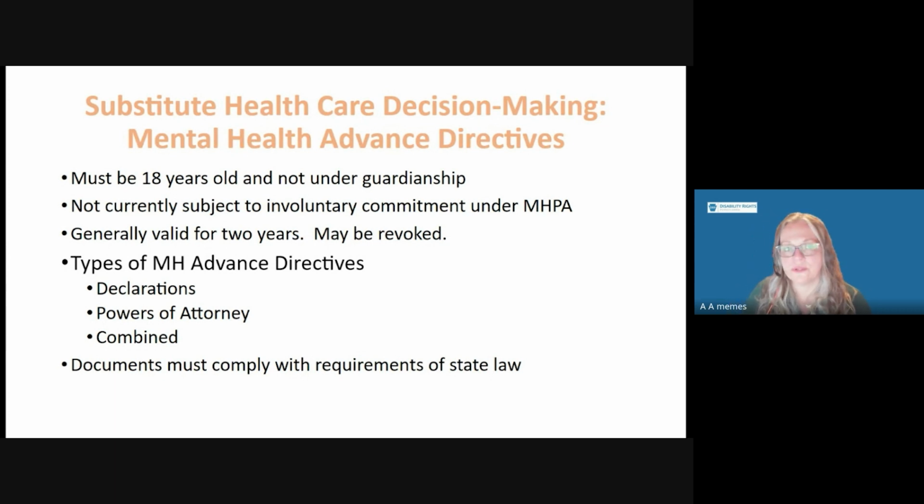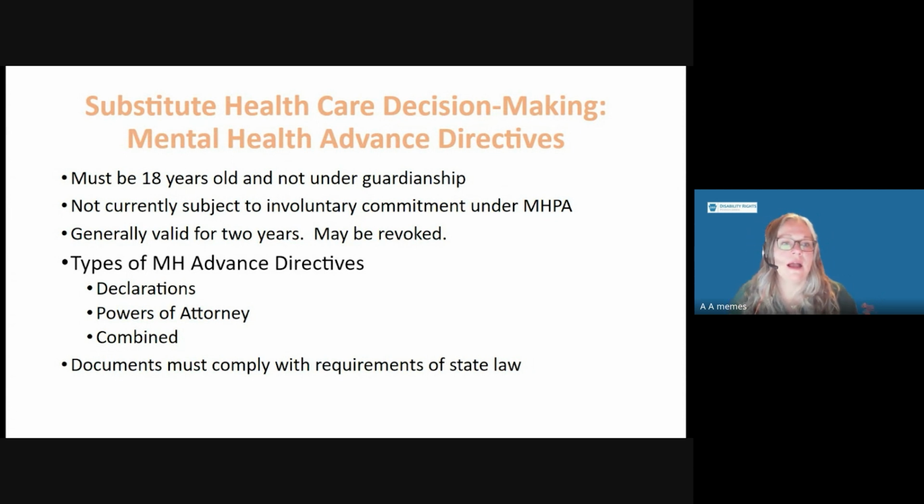So again, the rules are similar. A person must be 18 years old. They have to have capacity to make it at the time that it's signed. They can't be under guardianship, right? Or another type of substitute decision making when they enter into this document. They can't currently be involuntarily committed, right? You can't sign one once you've been committed. They're generally valid for 2 years. There are some exceptions. They can be revoked, just like the other types of advance directives.